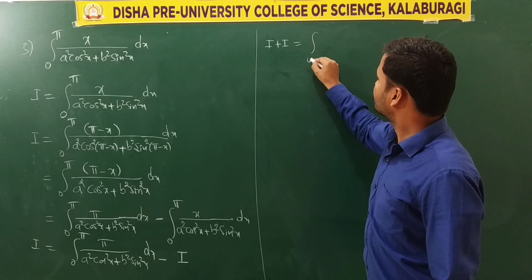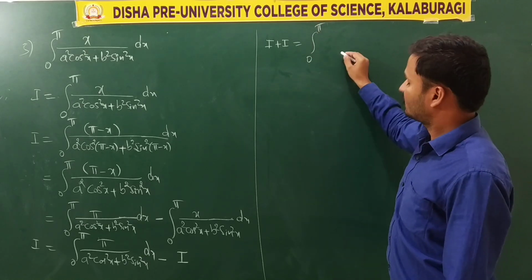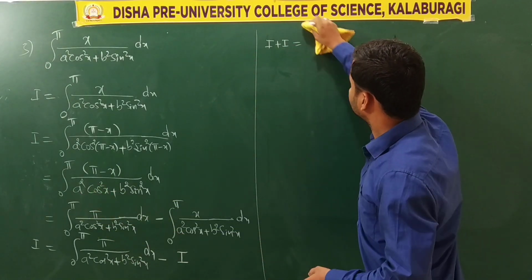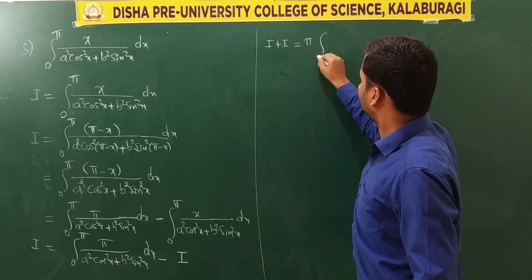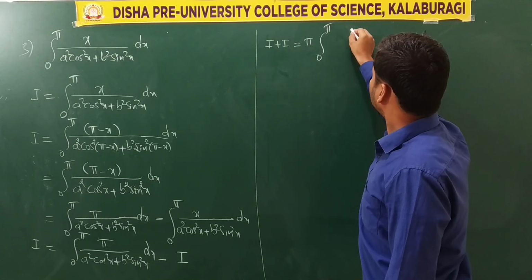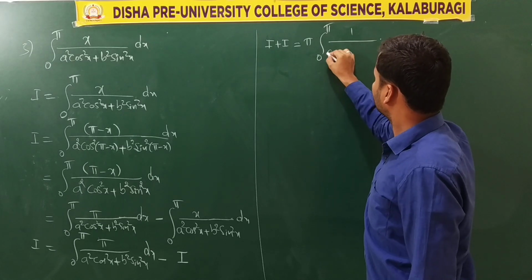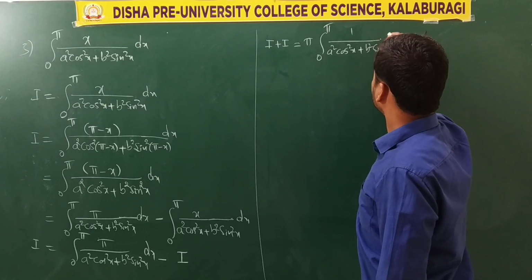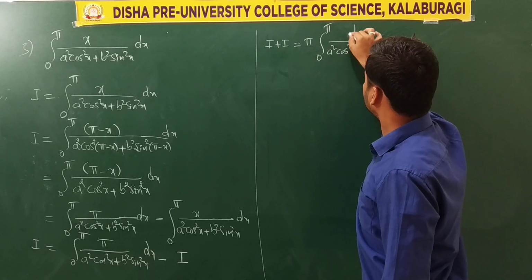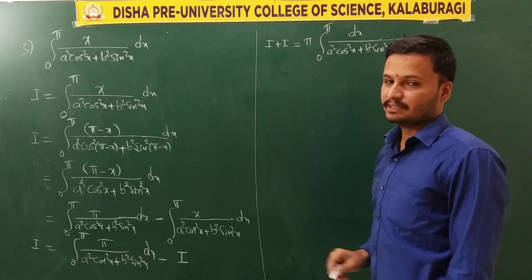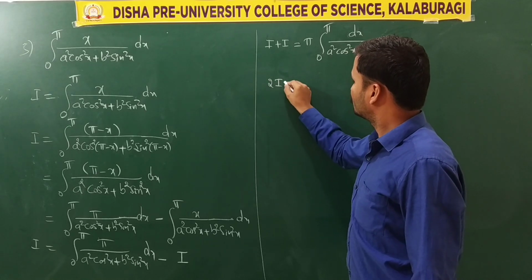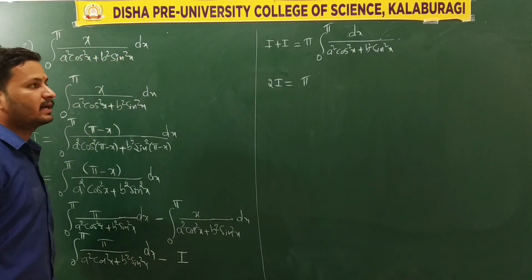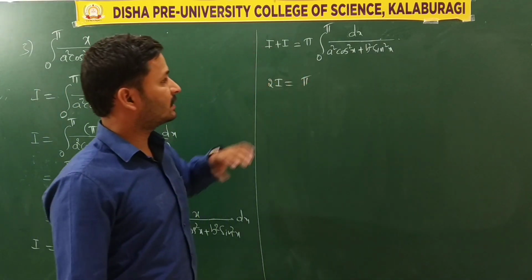Now the integral from 0 to pi. See, here pi is a constant term, so take it outside the integral. It equals pi times the integration from 0 to pi of dx divided by a square cos square x plus b square sin square x. Here I plus I is 2I. So 2I is equal to pi times the integral from 0 to pi of dx divided by a square into cos square x plus b square sin square x.